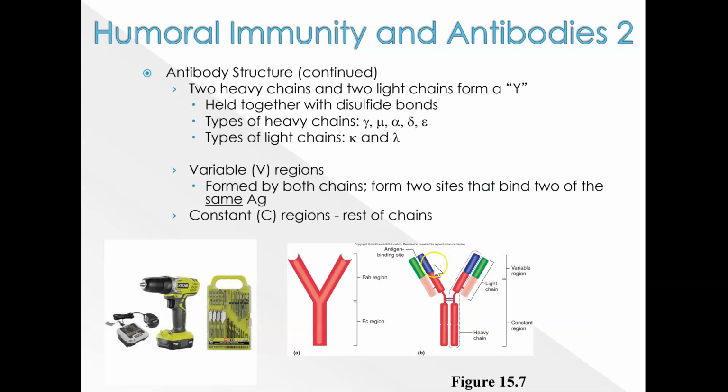Whereas the top, this variable region, is made up of both the heavy chain and the light chain. And what we're really looking at in this variable region is the very end of it, because this is the end that is going to interact with the epitope. So this determines whether it can bind to some specific epitope or not. And this is the site that is highly, highly variable. And we want that because we want as many different antibodies available to our body as we can.